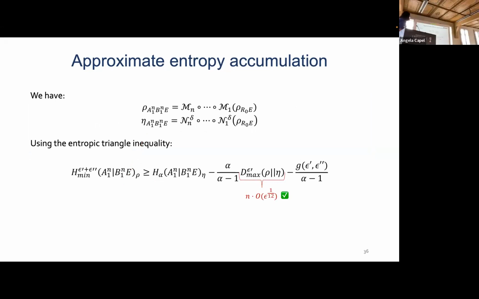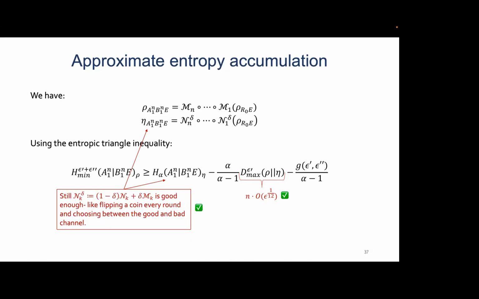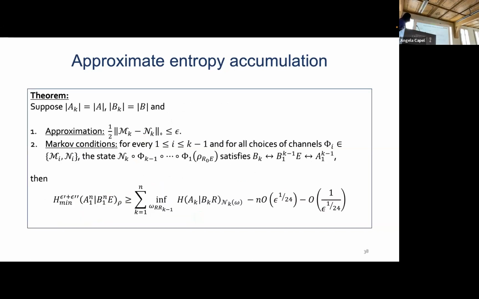At this point, we would really like to apply the entropy accumulation theorem to this entropy. But because the state eta is defined using the N delta_k maps, and these maps mix the map N_k with a little bit of the bad map M_k, the state eta itself doesn't satisfy any sort of Markov chain conditions, as is required by the entropy accumulation theorem. But it still turns out that because in every round you're independently choosing between the map N_k and the bad map M_k, and with overwhelming probability you're choosing the map N_k, everything still works out using the same argument as entropy accumulation, and we are able to derive this approximate entropy accumulation theorem.